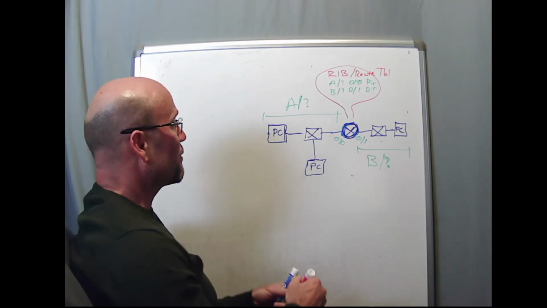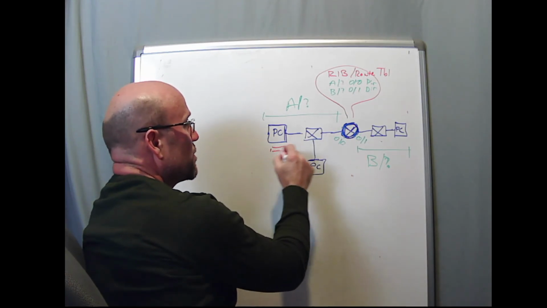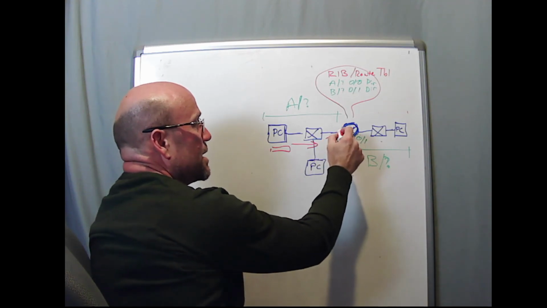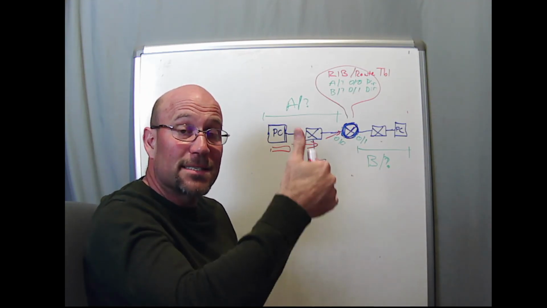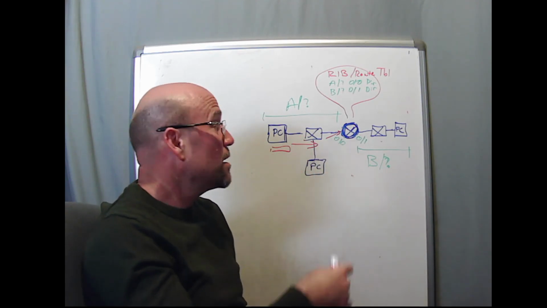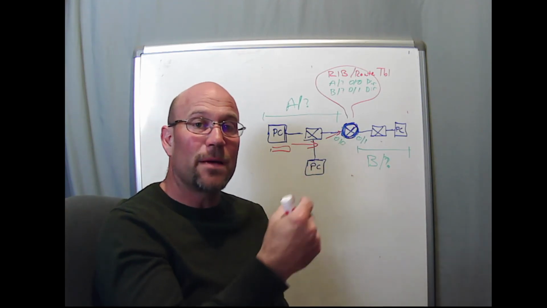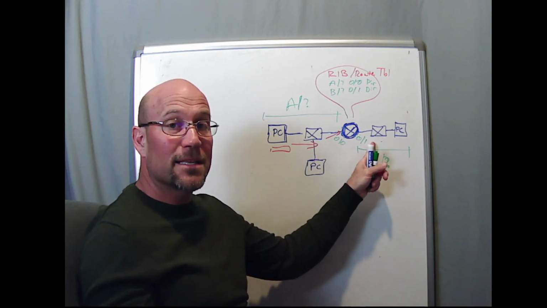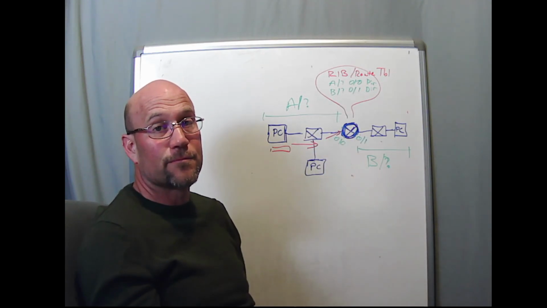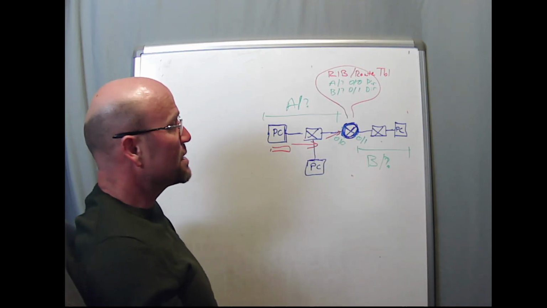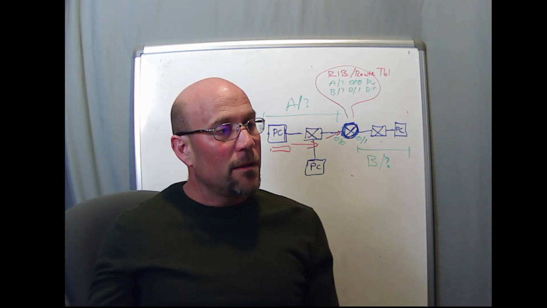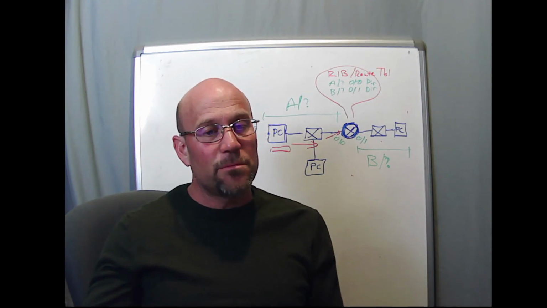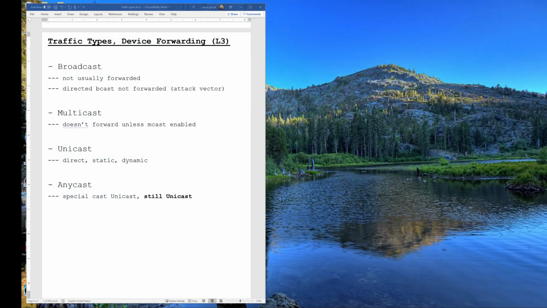If an Ethernet frame was to be sent through here, when it gets to here, it gets decapsulated, processed up the protocol stack to layer 3. The router looks at the destination IP address. If it is in fact this subnet over here, it forwards it. Okay? And so this is how Unicast routing works. Anycast, as I've mentioned before, is a special case of Unicast, but it's still Unicast.